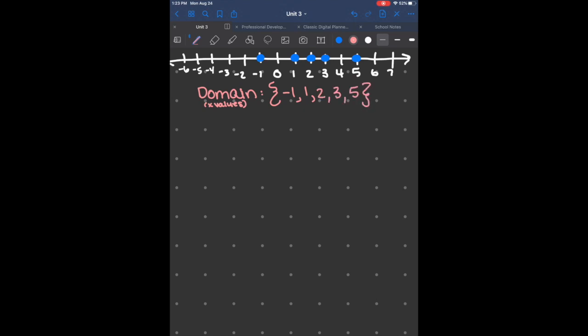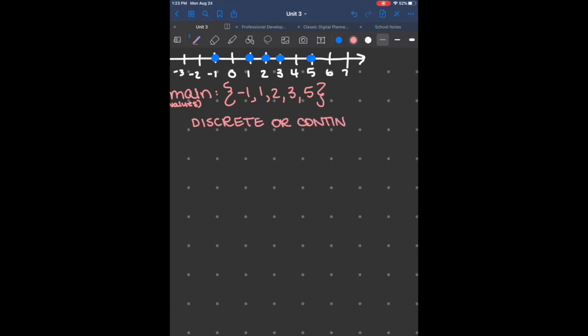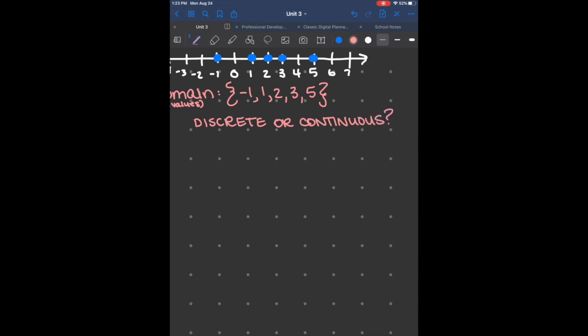And this is discrete. So we're going to say, is it discrete or continuous? It's discrete because it's discrete points. A discrete function is just points. So that's why I always draw discrete with like a dotted line under it.